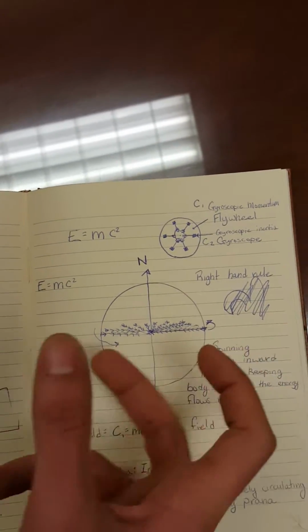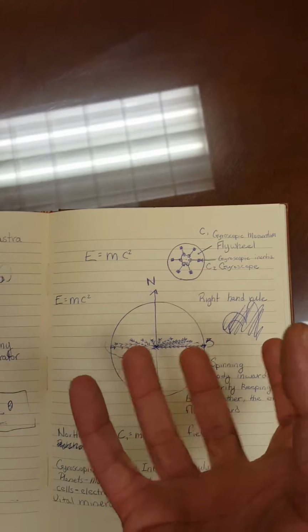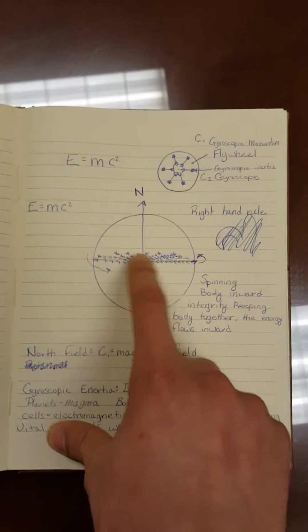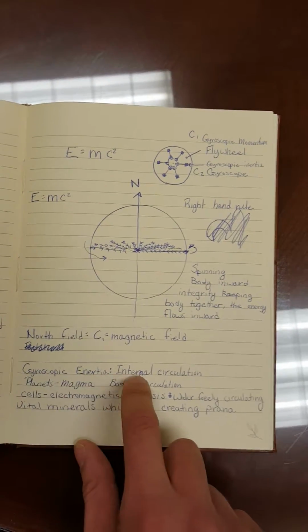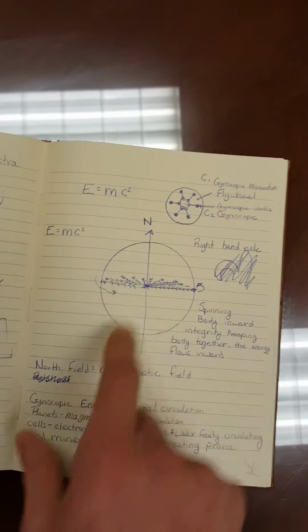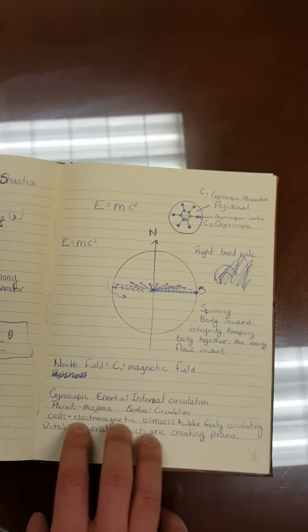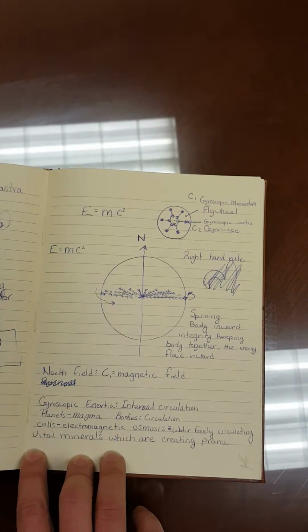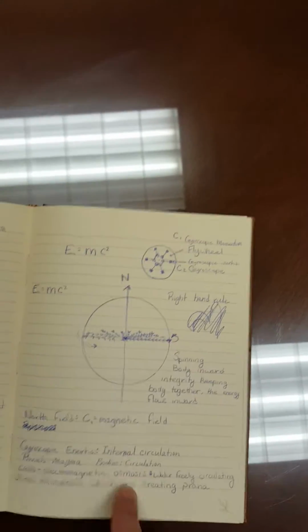So at the center, you have rotation, and it's being pulled in so the planet doesn't fall apart, and it's rotating around the surface of the planet. That's how it's using its energy. So when you look at these two things, you have at the equator the gyroscopic inertia, which is caused by the internal circulation of magma for the planet, or for us, circulation of blood within cells, the electromagnetic osmosis, which is essentially water freely circulating with vital minerals, which are creating prana, or energy, your personal north field.